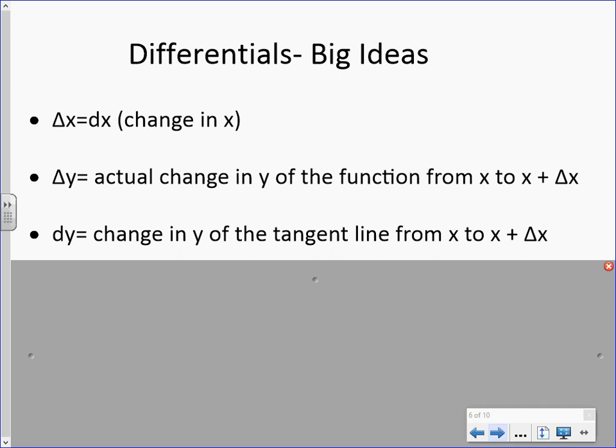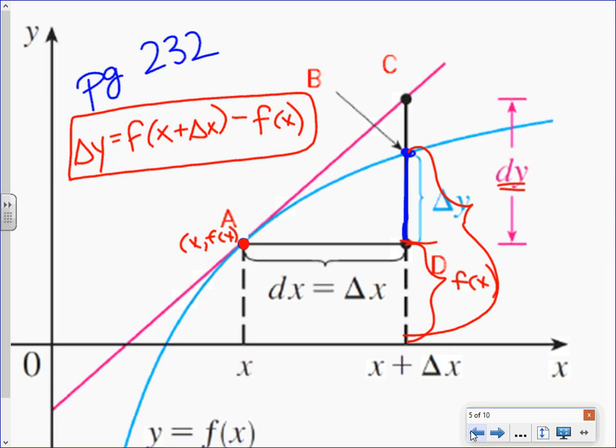I'm going to go back to my picture momentarily. I'll come right back. But as you can see, I'm going to erase all of this nonsense tonight. So delta y is the change in y on the curve, versus dy, from here to here, which is the change in y on the tangent line.